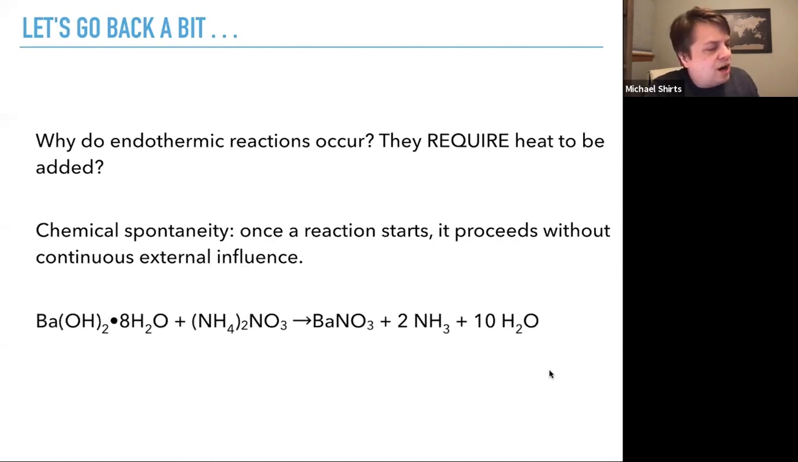An endothermic reaction that I posted a video of before, we usually do a demo of it, but alas, barium hydroxide octahydrate plus ammonium nitrate reacting to produce barium nitrate plus ammonia plus H2O. And if you recall, this was an endothermic reaction. It actually sucked up enough heat from the environment that it could freeze the beaker to a wooden block. So it's an endothermic reaction. The change in enthalpy is positive. The standard change of enthalpy is positive.